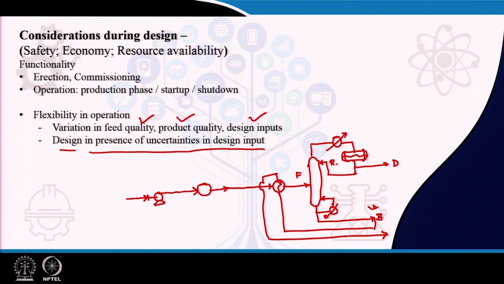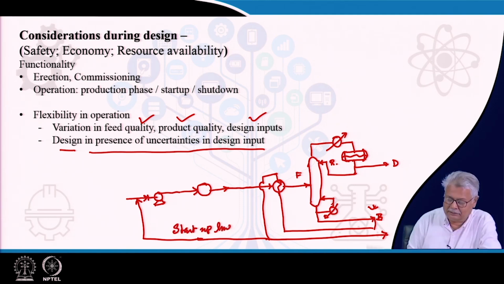Now, when you start your pump, when you start your unit, everything is cold. In order to have the temperature in your column, what is done? You usually will have a line drawn from here and connected to the suction of the feed pump. This is the start up line. This is fitted with a valve. In fact, it is fitted with a globe valve and it is also fitted with a gate valve.